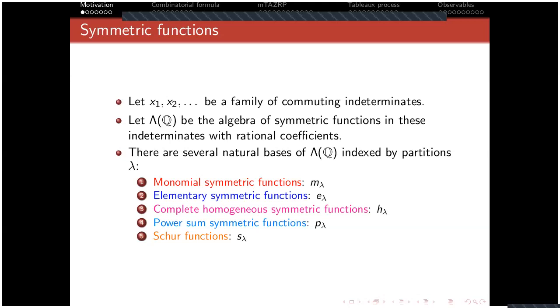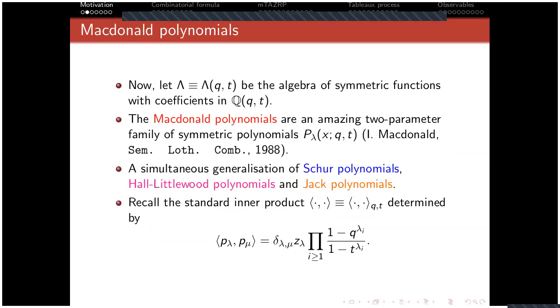So monomial symmetric functions, elementary, complete homogeneous, power sum. These are the four classical ones. And from representation theory come the Schur functions, which are kind of the most fundamental objects, and they specialize to many of these. So these are very important. They are the characters of the GL_n representations. So they play a very important role. And the Macdonald polynomials are a generalization of them, which were defined originally by Macdonald purely combinatorially, but they just magically appear in all kinds of areas.